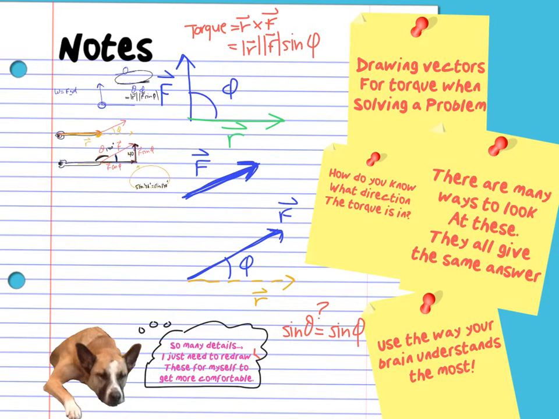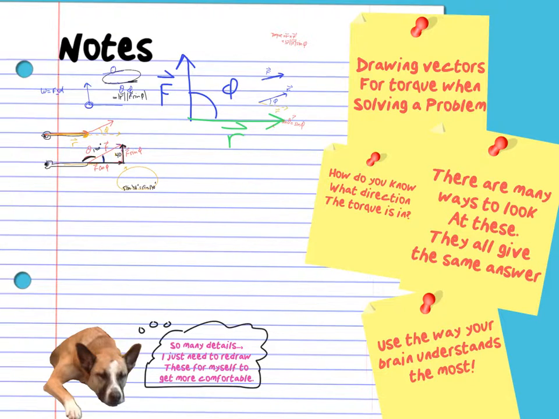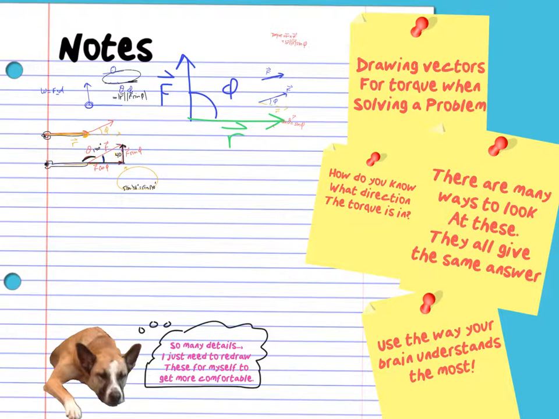So let's clean up this area just a little bit. All right. So, okay, if I were to draw, this is my R, and this is my F. You know what? Let's go back to the wrench. I think that's easier.